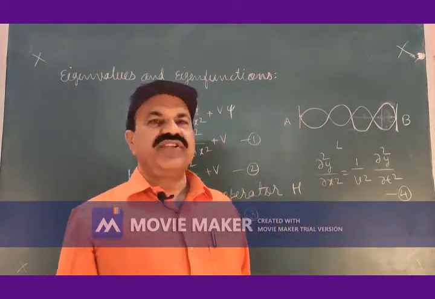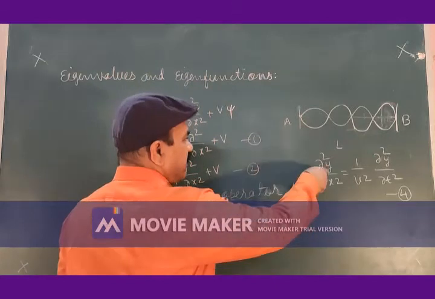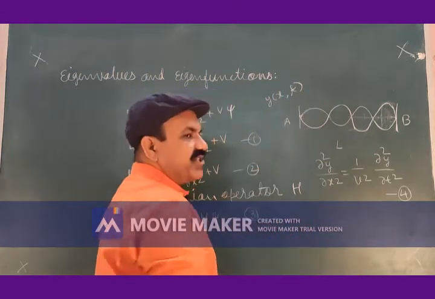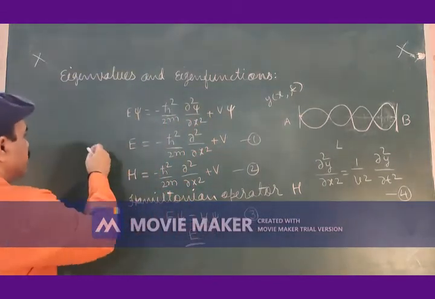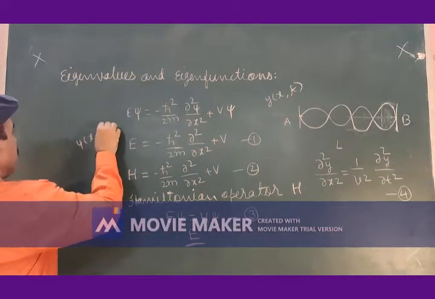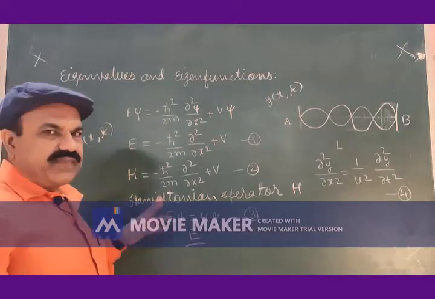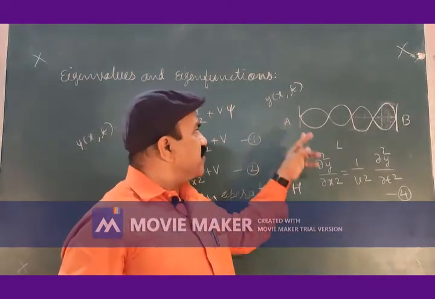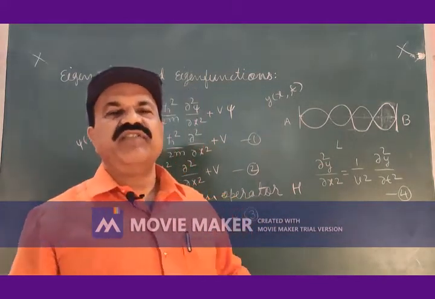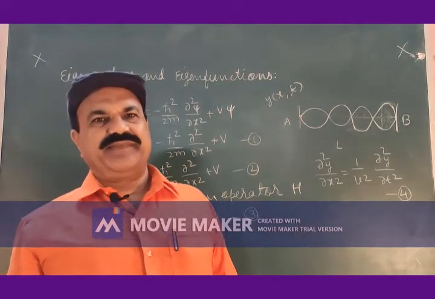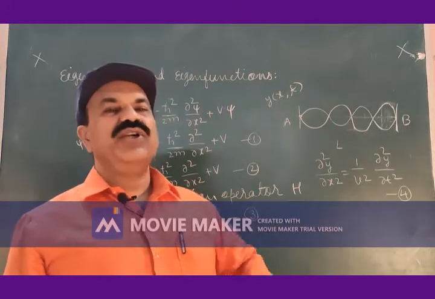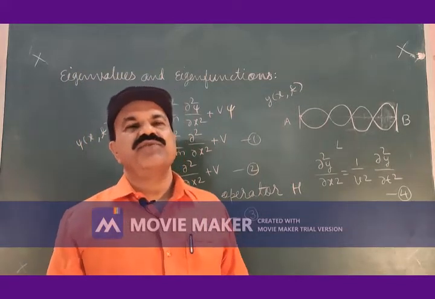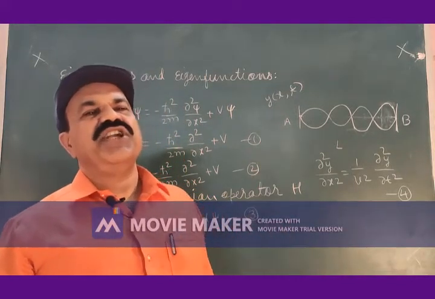When you solve this equation, the solution of this wave equation will be y(x,t). In this case, the solution will be psi(x,t). In this case, the solution will be y(x,t), where y is the displacement, the displacement perpendicular to the direction of propagation of the transverse waves forming the stationary wave pattern.